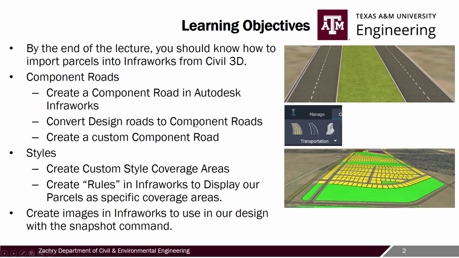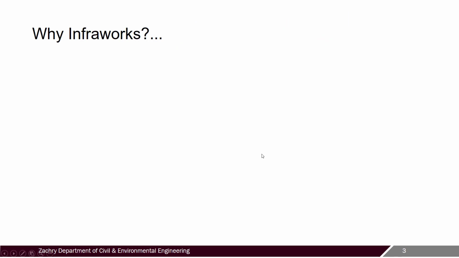By the end of the lecture, you should know how to deal with component roads, add in styles, and create rules to control your styles. Think of rules as kind of like programming. We're going to add in some component roads, and tie this all around a specific property. Then we can create images to use in our design later on. I'm going to use Infraworks for this.